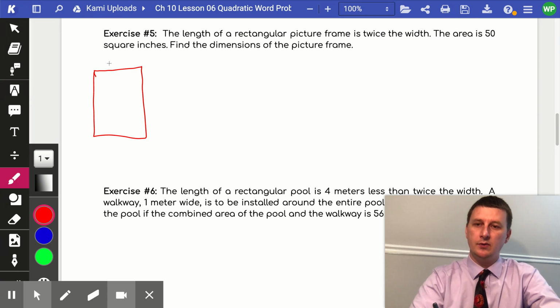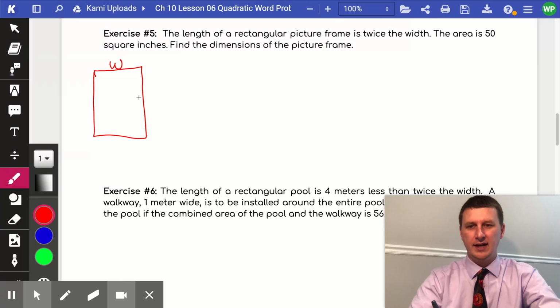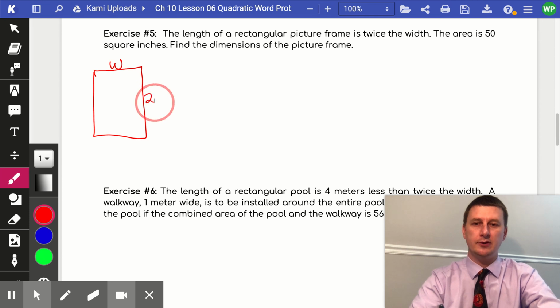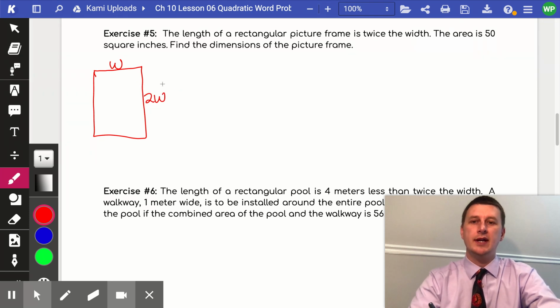So we can represent the width right here. And if the length is twice the width, that's 2 times the width, which is 2 times W. So that's 2W. So now we have all one variable, which will make our solving a lot easier than having 2 different variables. So the area is 50 square inches.